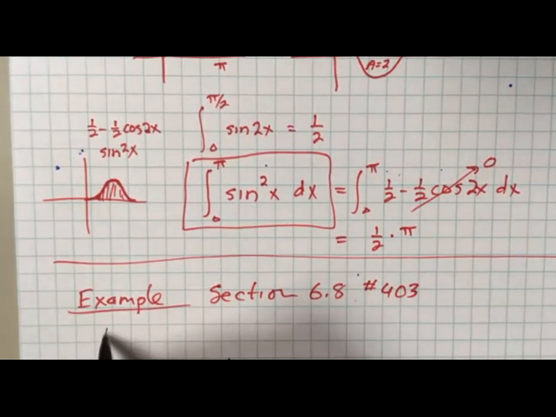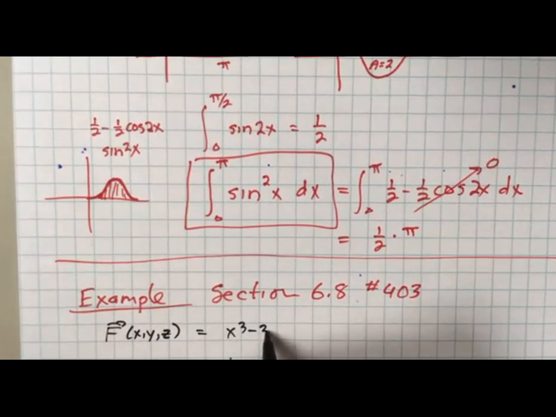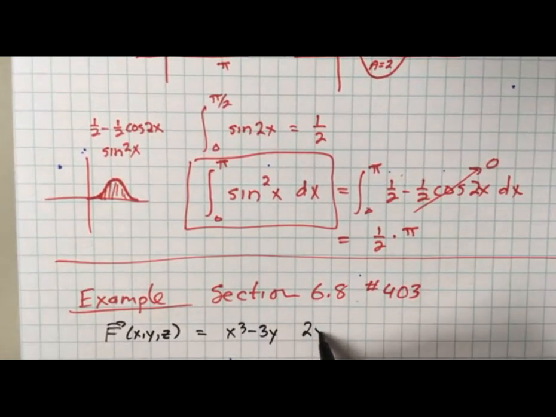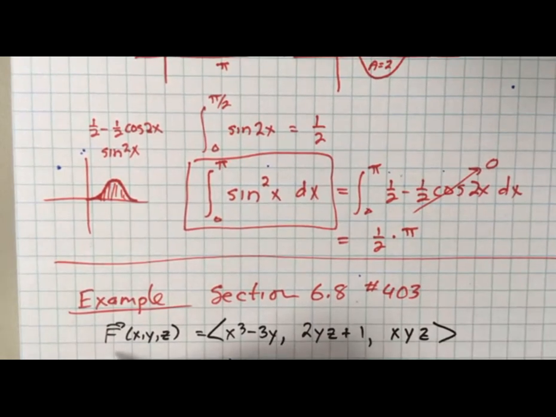Okay, so here we got a field. And the field is x cubed minus 3y, 2yz plus 1, and xyz. And the cube, the solid G, is bounded by the three pairs of planes, x equals plus minus 1, y equals plus minus 1, z equals plus minus 1.